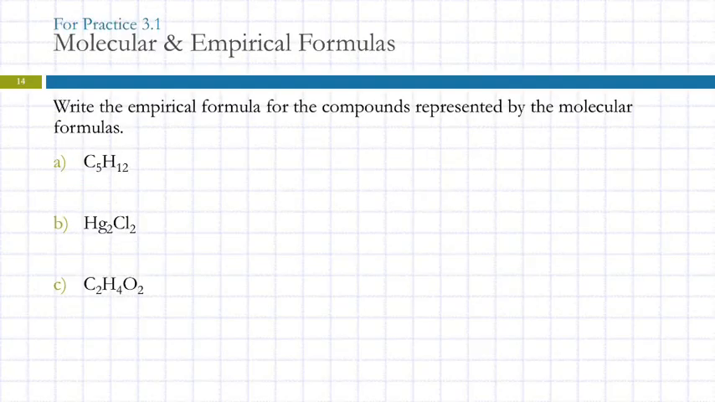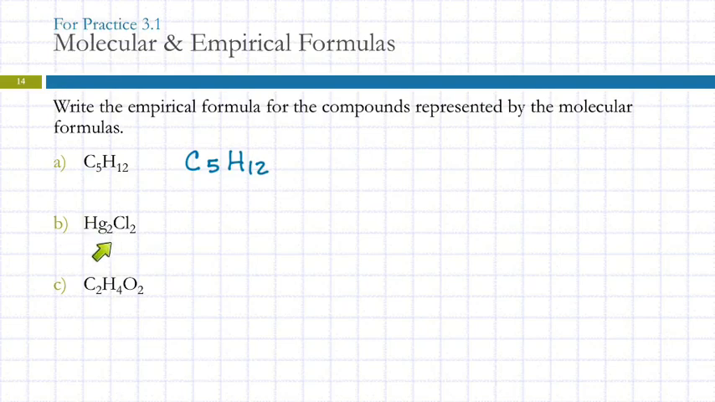So here's a question. Write the empirical formula for the compounds represented by the molecular formulas. This is the sort of question that could show up on an exam. So for C5H12, that's the molecular formula. What's the empirical formula? It's the same. It cannot be simplified, right? A ratio of 5 to 12 is as low as you can go. So there they are the same.